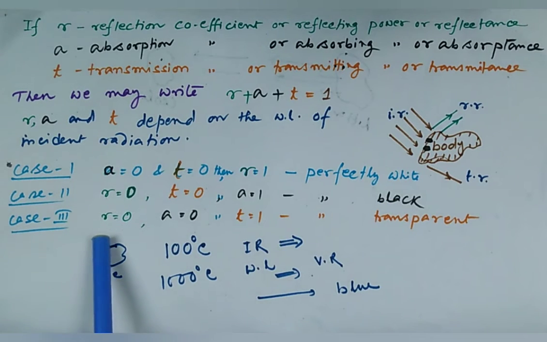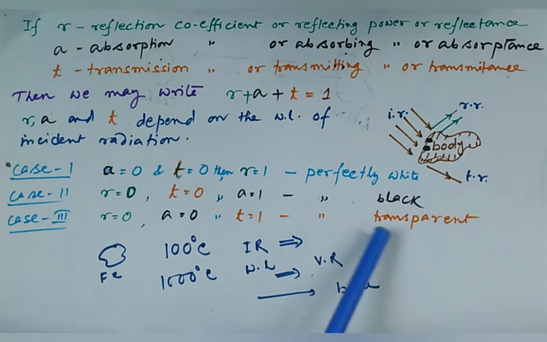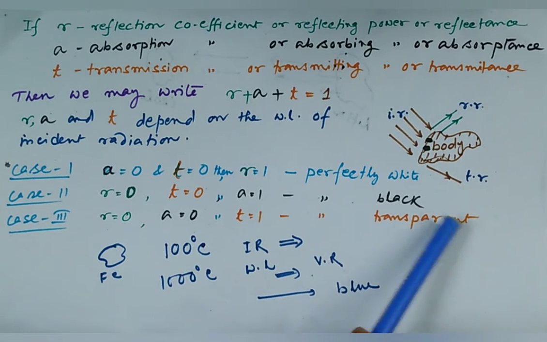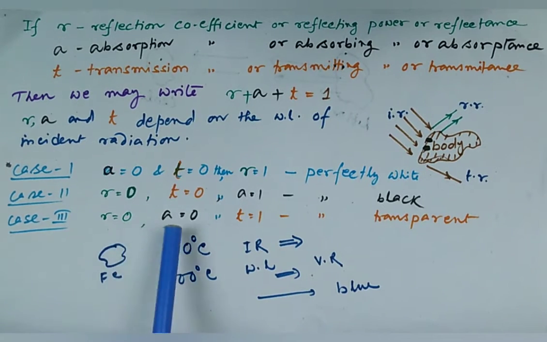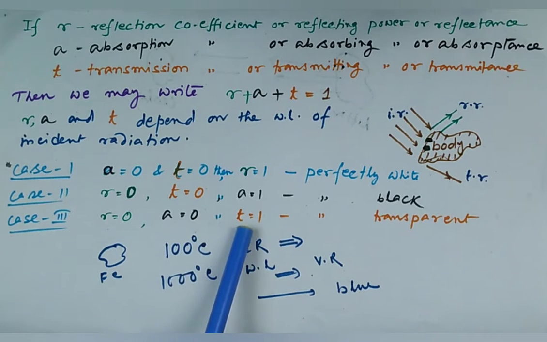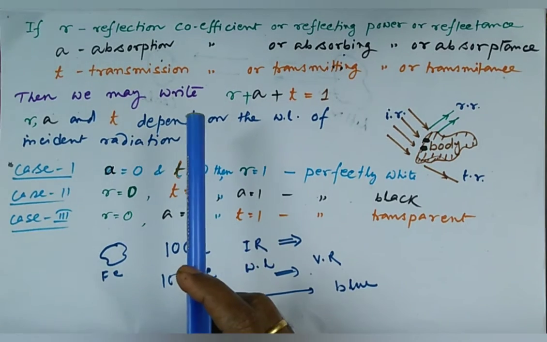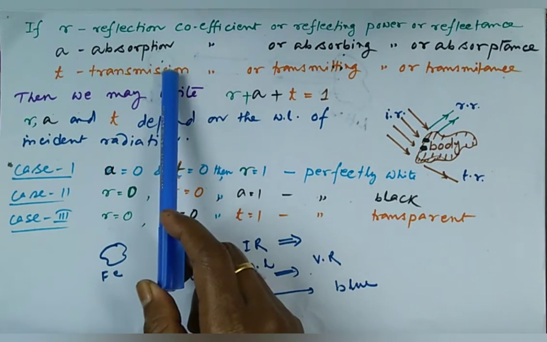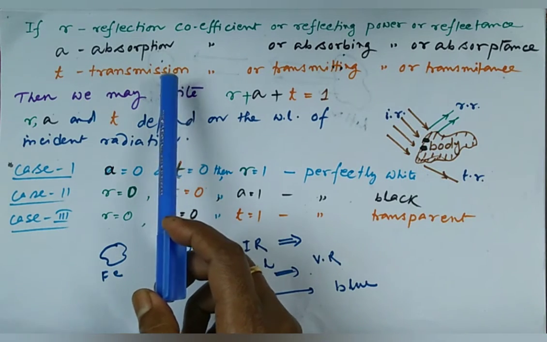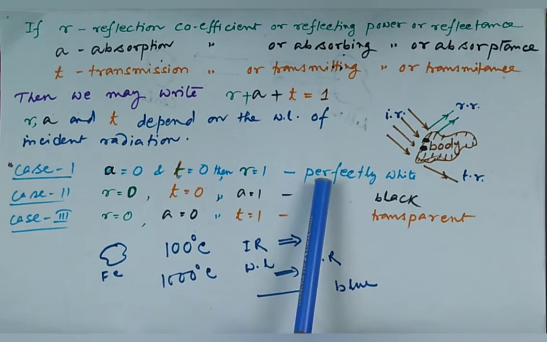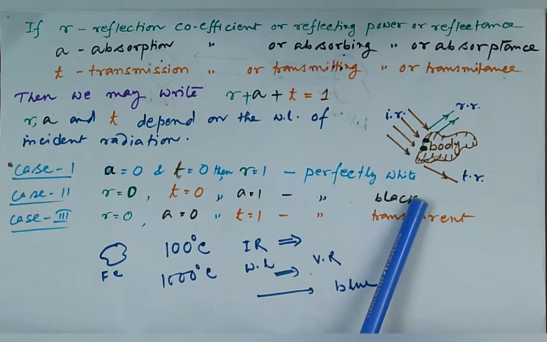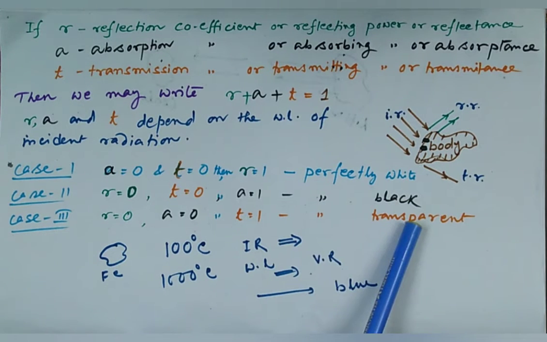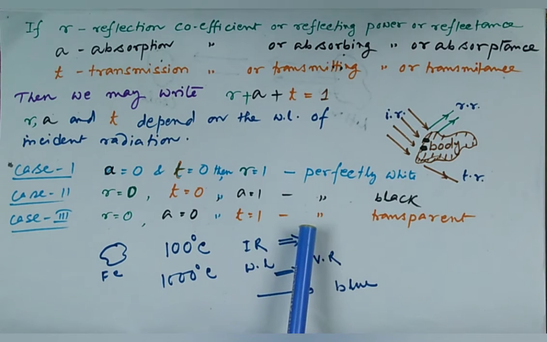The third type is the perfectly transparent body. In this case, R = 0, A = 0 and T must be 1. So, depending upon reflection, absorption and transmission, there are three types of body, that is perfectly white, perfectly black and perfectly transparent. Our interest is only in the phenomena of the perfectly black body and its radiation.